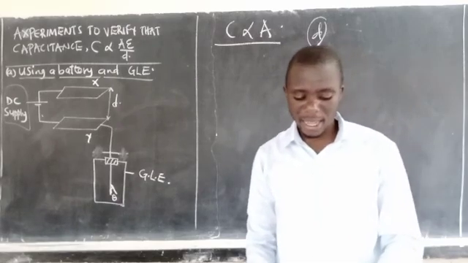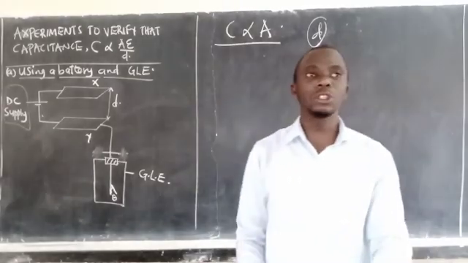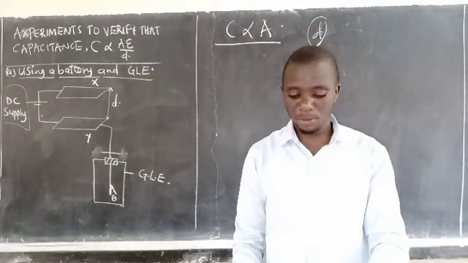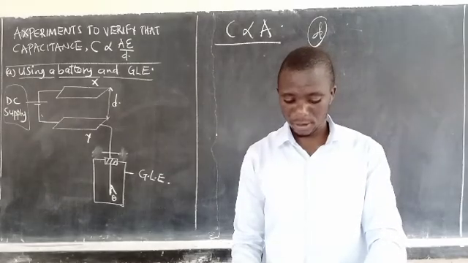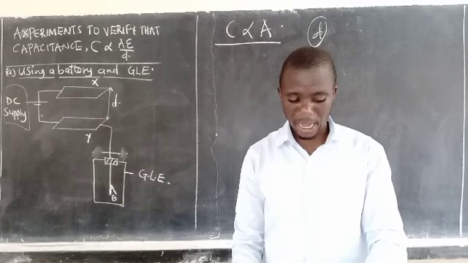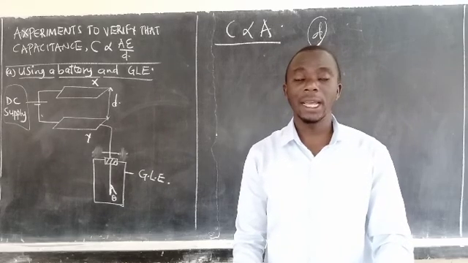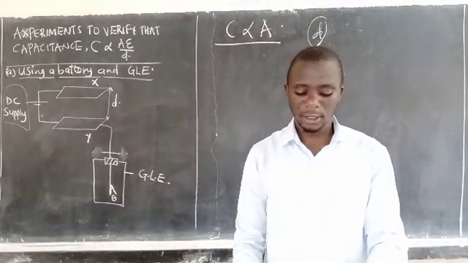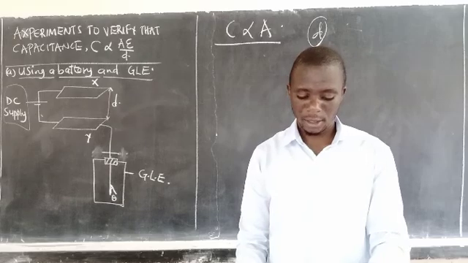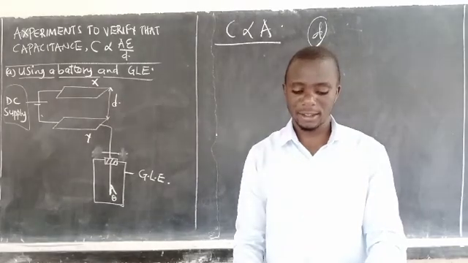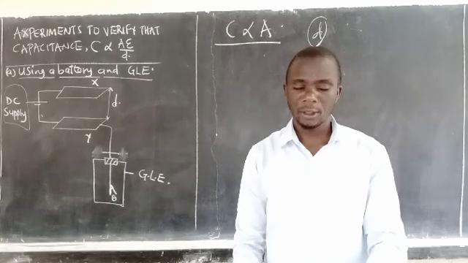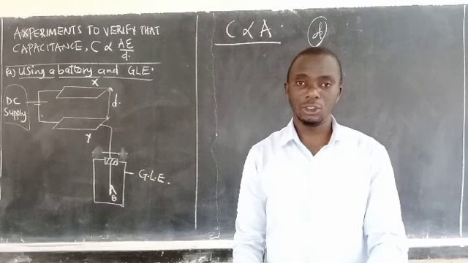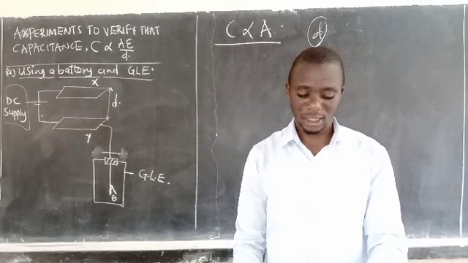When the common area of the plates is kept on being reduced by sliding the capacitor plates over each other, the deflection theta of the GLE keeps on reducing. The deflection keeps on reducing, which shows that the capacitance is reducing.